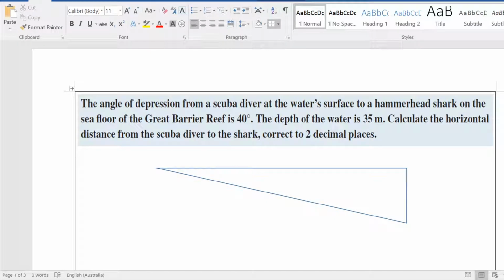Okay, welcome back, grade 11, to our last lesson for week 5. And what we're looking at here is angles of elevation and depression.